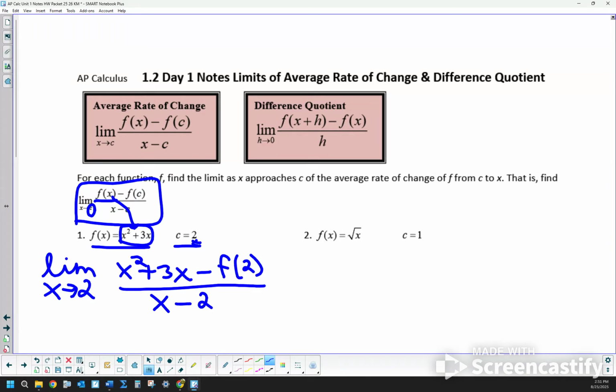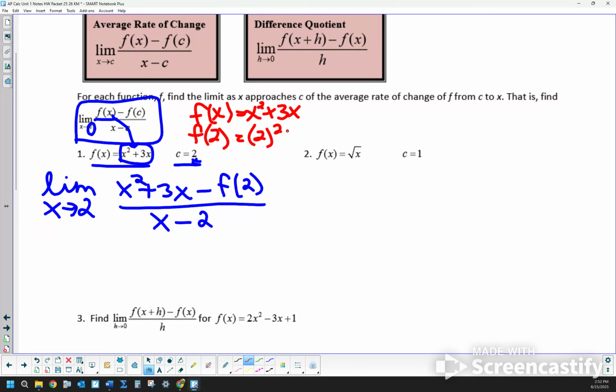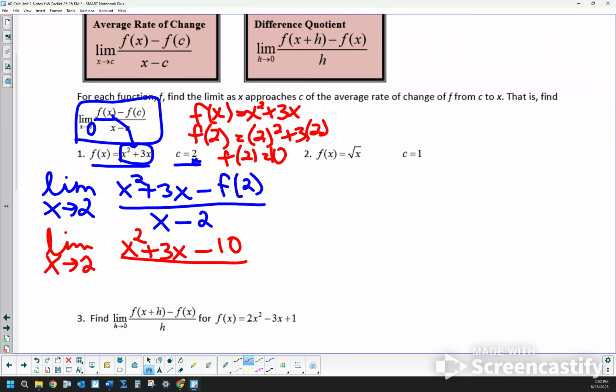Now, in order to simplify this further, we do need to find f of 2, so I'm going to go ahead and use my f of x function here that's given to me as x squared plus 3x. And so to find f of 2, we're going to substitute 2 in place of x, and then get 4 plus 6, f of 2 equals 10. So the limit as x approaches 2 is x squared plus 3x minus 10 all over x minus 2.